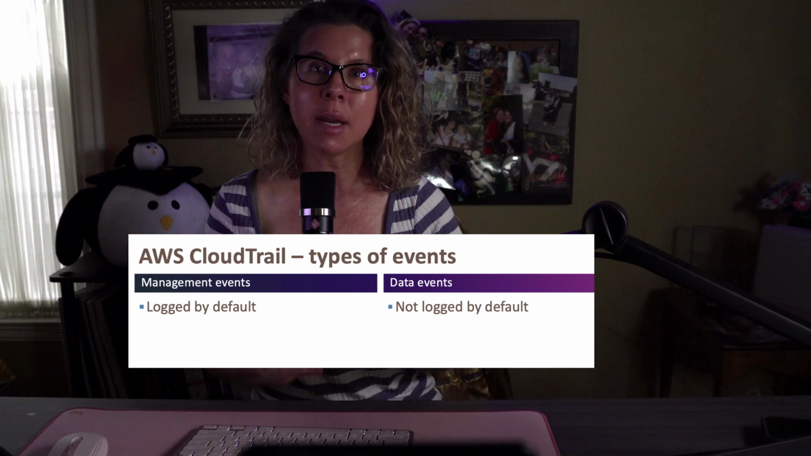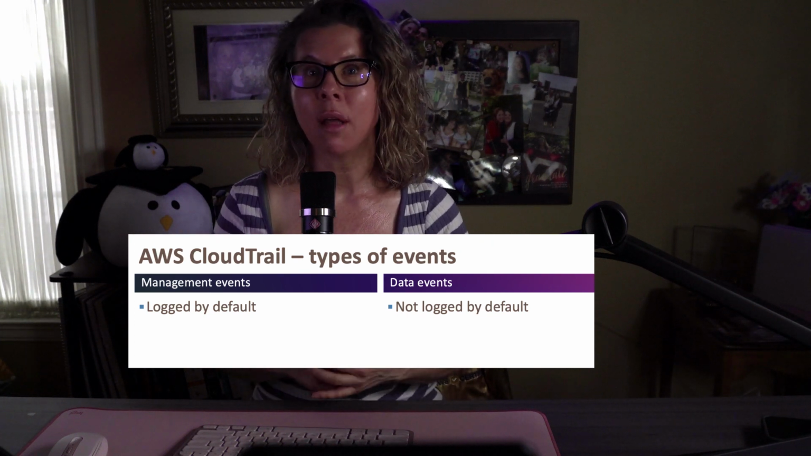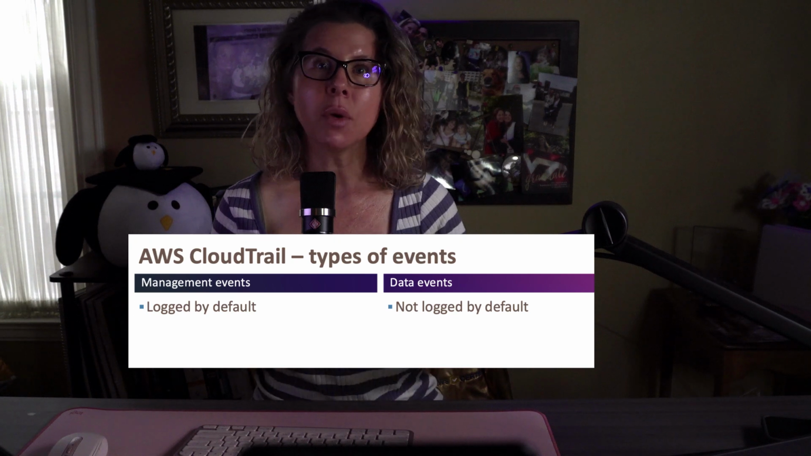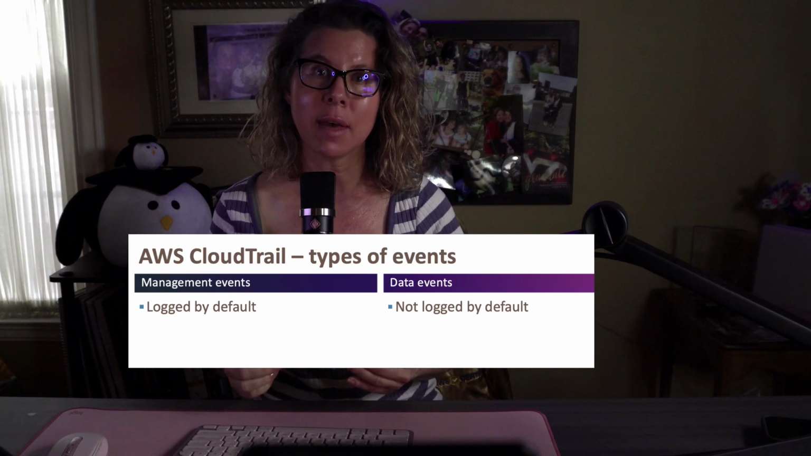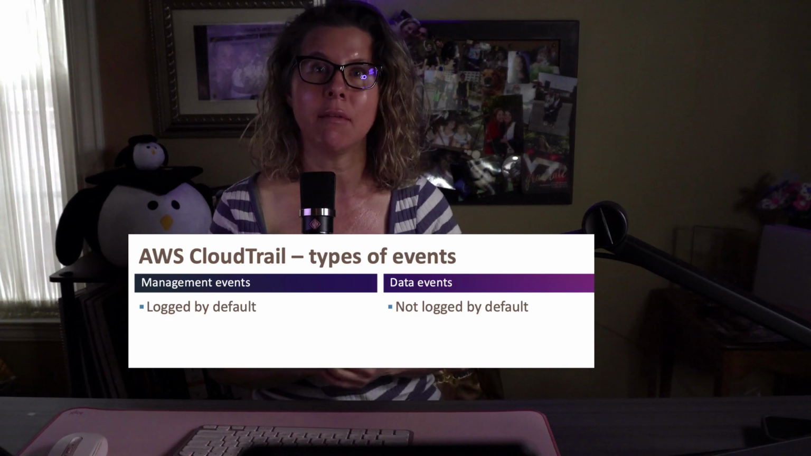And by default, CloudTrail stores the last 90 days of events in the event history. This is enabled by default in your AWS account, and there is no cost for storing 90 days of event history. There are two types of events that CloudTrail logs: management events and data events. By default, CloudTrail only logs management events, but you can choose to start logging data events in CloudTrail, but there is an additional cost to log data events.